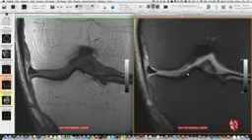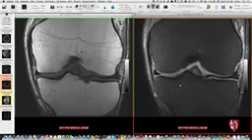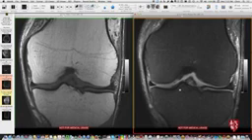So at this point, we've gone through the bones and marrow, the ligaments, the menisci and the tibiofemoral cartilage, and that's quite a bit of information.